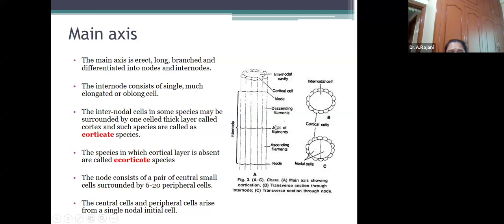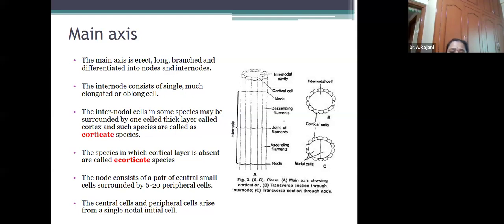Some species are surrounded by a one cell thick cortex layer; that is corticate. In some species the cortical layer is absent; that is acorticate. Okay, we need the internode part. When the cortex region is present, that is corticate. Where the cortex is absent, that part is called acorticate.